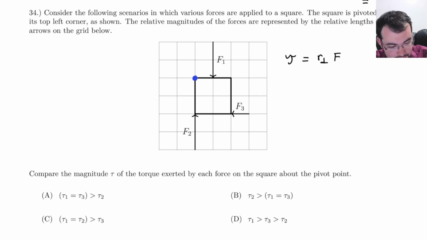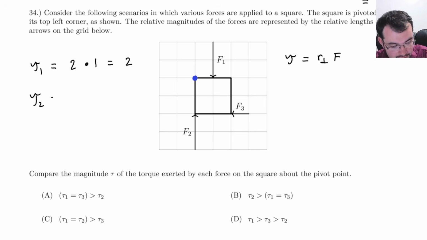So for example, for F1, the force has a magnitude of, nope, the force has a magnitude of 2. And what is the perpendicular distance? Well, the force is vertical. So what's the perpendicular distance? The perpendicular distance is 1. So the lever arm is 1 there, so I get an effective torque of 2.